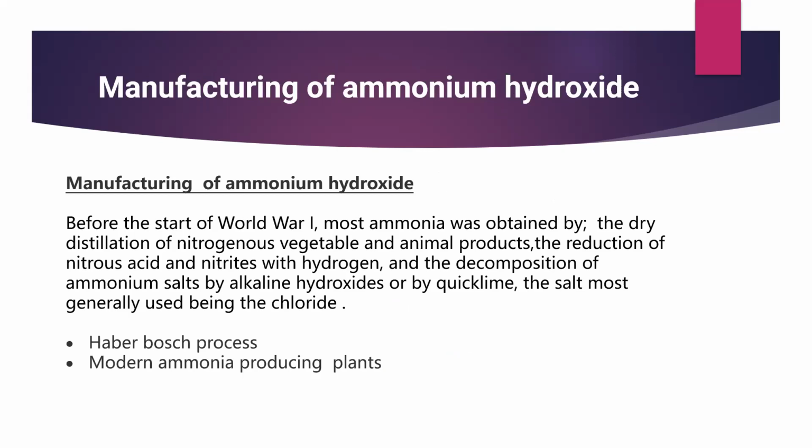Manufacturing of ammonium hydroxide. Before the start of World War I, most ammonia was obtained by the dry distillation of nitrogenous vegetable and animal products, the reduction of nitrous acid and nitrites with hydrogen, and the decomposition of ammonium salts by alkaline hydroxides or by quicklime, the salt most generally used being the chloride. Haber-Bosch process and modern ammonia producing plants.